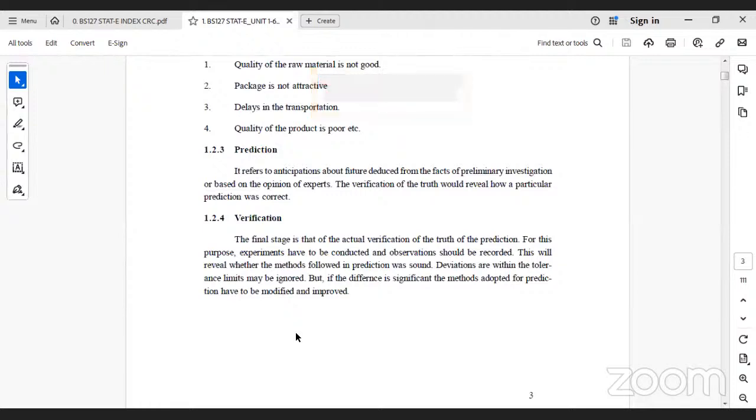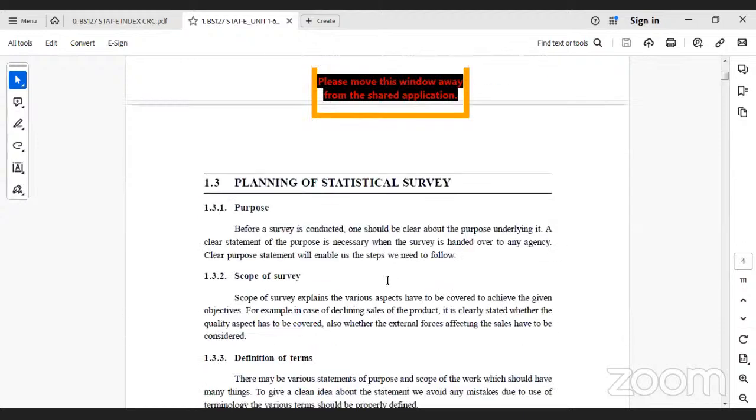For this purpose, experiments have to be conducted and observations should be recorded. This will reveal whether the methods followed in prediction were sound. Deviations within the tolerance limits may be ignored. The different significant methods that were adopted have been modified and improved.